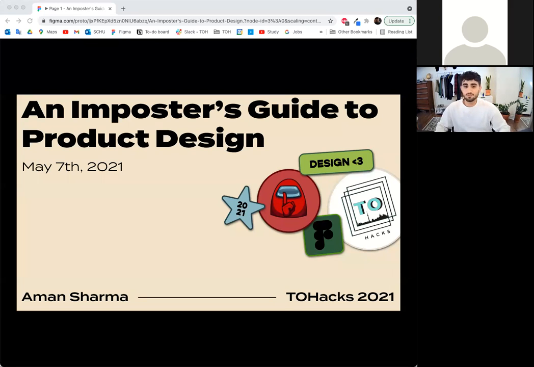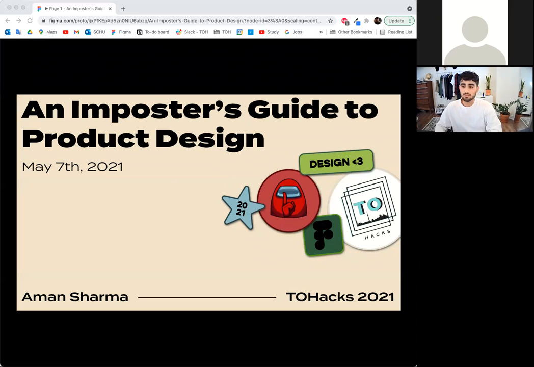So welcome to An Imposter's Guide to Product Design. I'm pretty sure everyone here has played Among Us at least once, and even if you haven't, we all know that feeling like an imposter is stressful, overwhelming, and it just sucks in general. So today I'll be going through some ways that you can get over that product design imposter syndrome and some resources that you can use to really help improve your skills and create really cool and user-centric products.